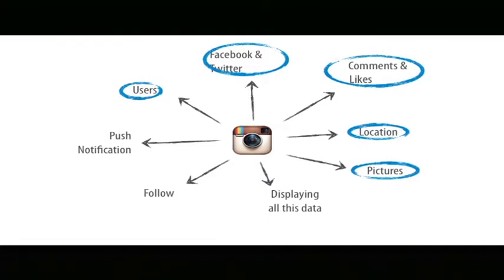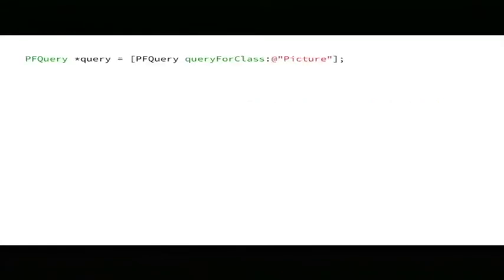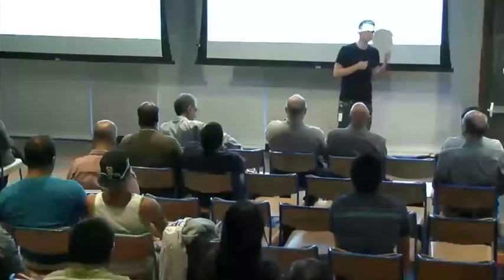We created all this cool data. How do we get it back? Well, much like you would do in a regular database situation, you'll perform queries. What's cool is that you can perform these queries completely client-side again. So what does that look like? Well, you'll create a PFQuery, and you'll specify which class you want to query. So in this case, we're querying for pictures.